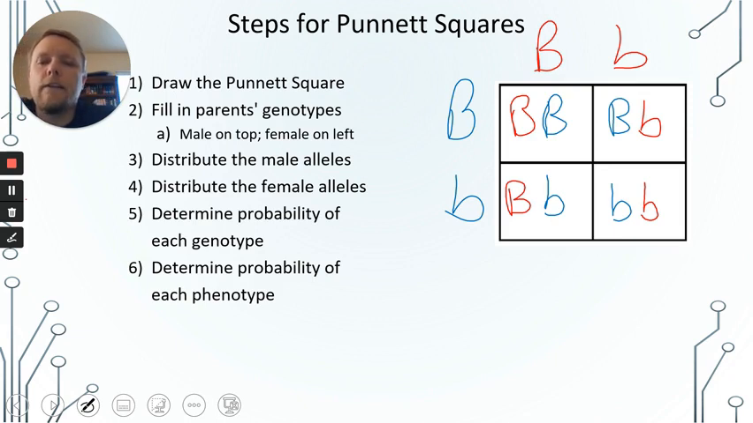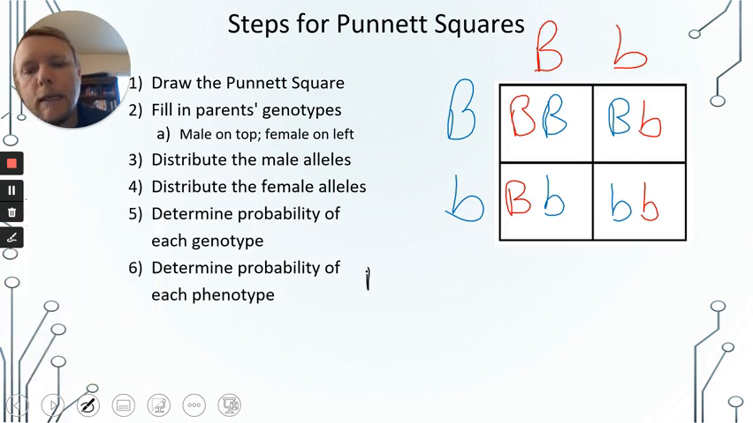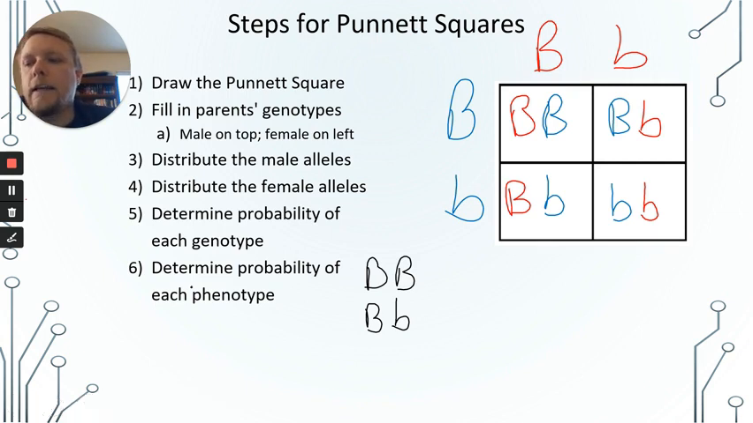So step 5 is to determine the probability of each genotype. So the first thing I always do is I list out all the possible genotypes that I see inside the Punnett square. So in the top left corner, I see a capital B. I'm going to change to a different color. I see a capital B and a capital B. And then in the top right and the bottom left corners, I see a capital B and lowercase b. So I'm going to write capital B and lowercase b. Even though I see it twice, I'm just going to write that once. And then the other thing I see in the bottom right is a lowercase b and lowercase b.